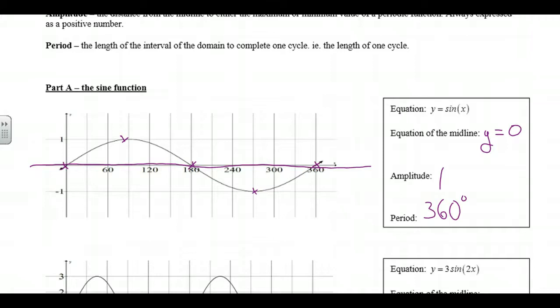Period is x. It's the domain, right? Domain is the x values. Amplitude is a y value. Midline is a y value.